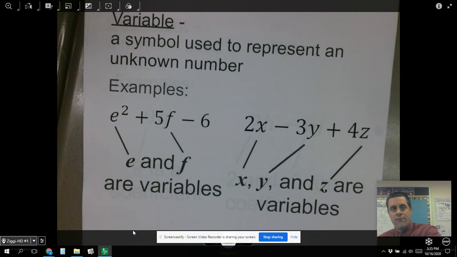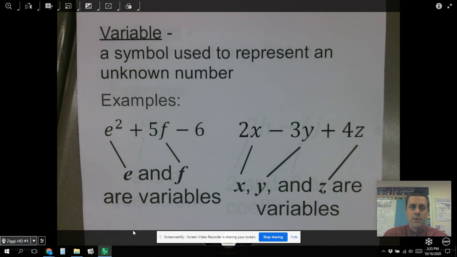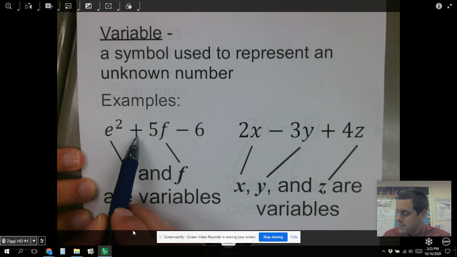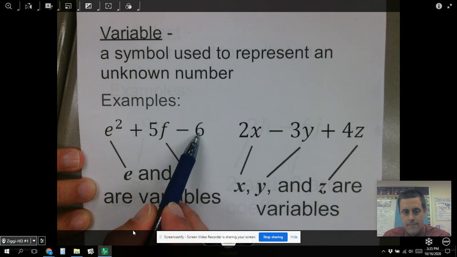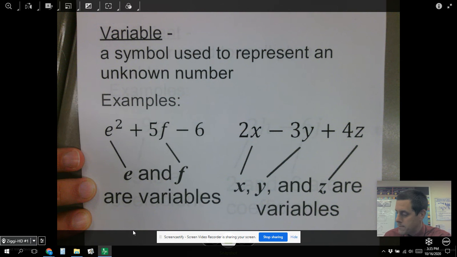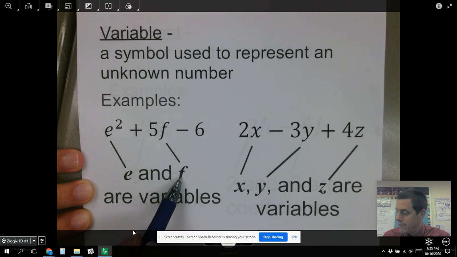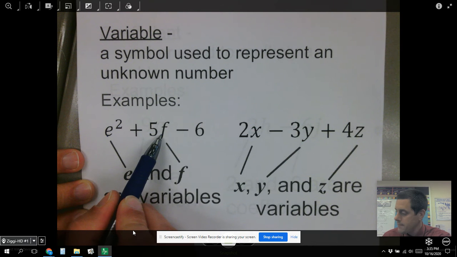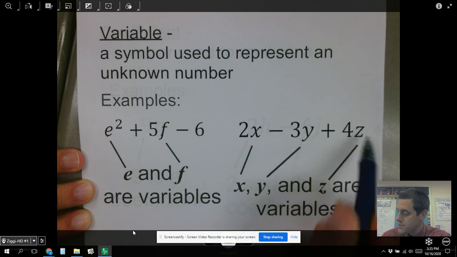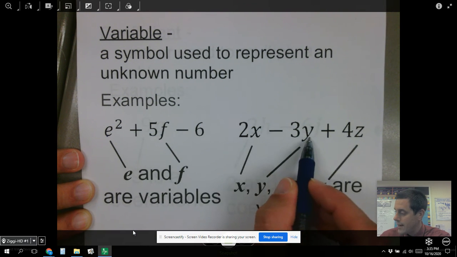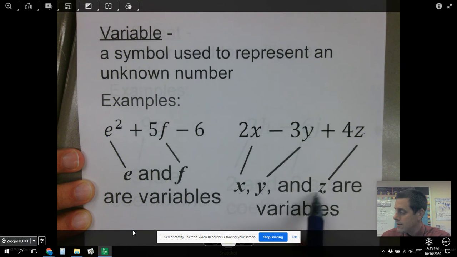All right, variable. Hopefully you heard this word before. A variable is a symbol used to represent an unknown number. Usually they'll be in the form of a letter in your mathematical expression. So let's take a look down below. E to the second power plus 5f minus 6. The variables are going to be those symbols representing unknown values. E is a variable and f is a variable. 2x minus 3y plus 4z next. X, y, and z are all variables.